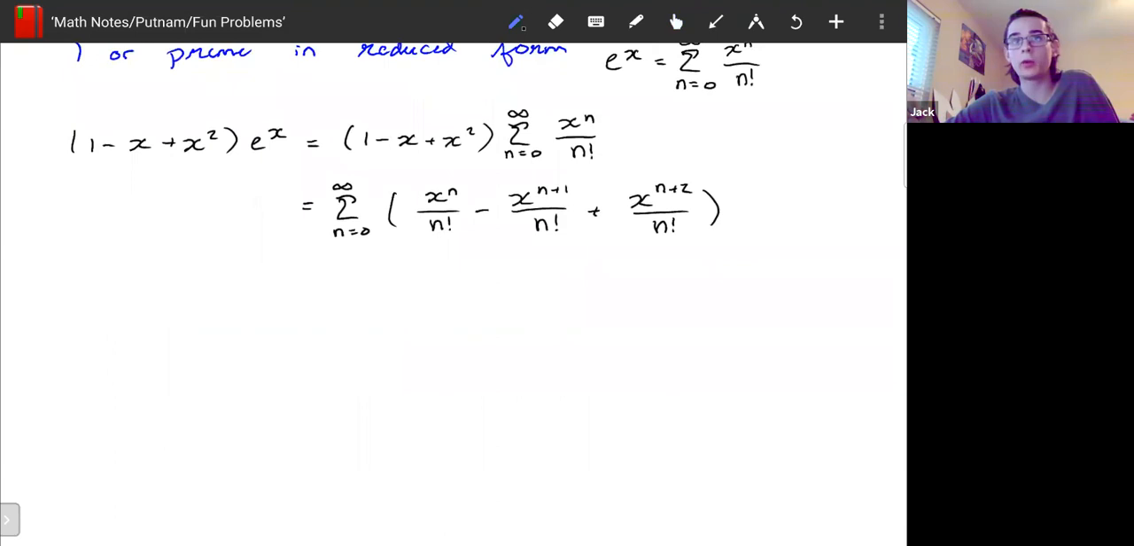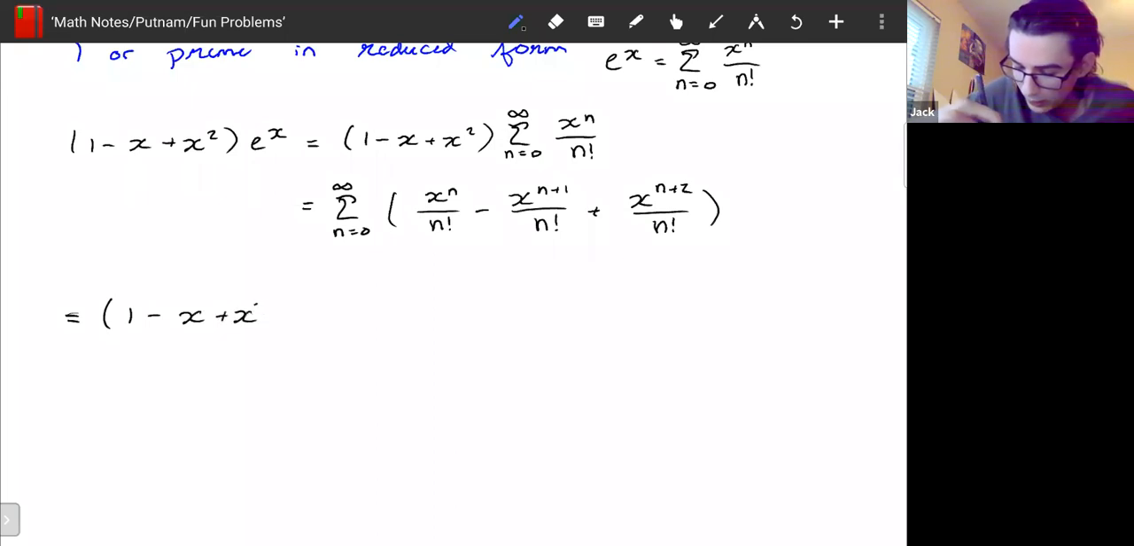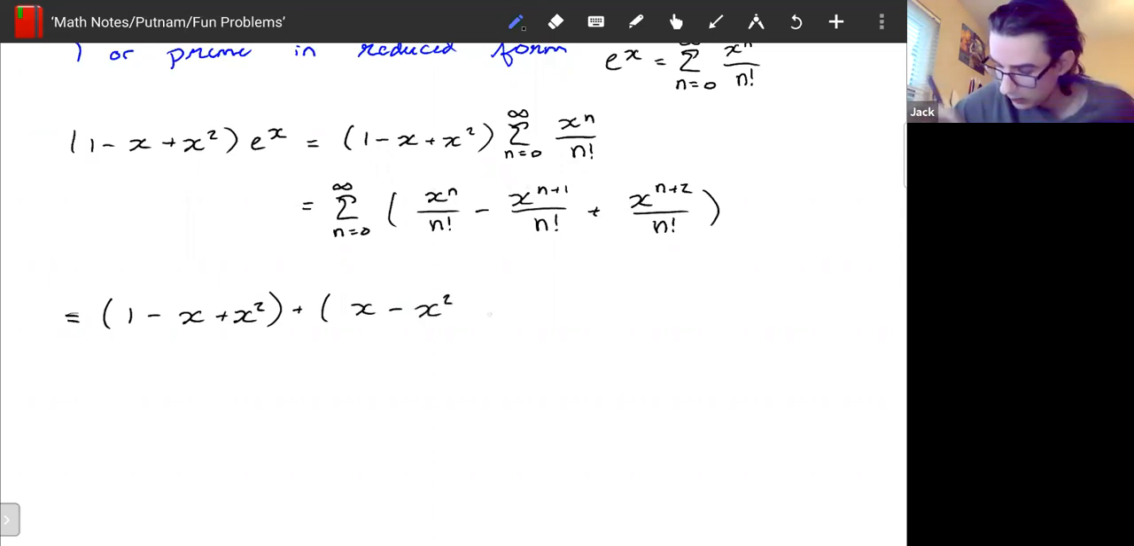So to do that, let's get a feel for what this actually looks like by expanding the sum. So for n equals 0, we have 1 minus x plus x squared. And then for the next term, this is going to be n equals 1. So we'll have x, and then we're going to have minus x squared. And then we'll have plus x cubed.